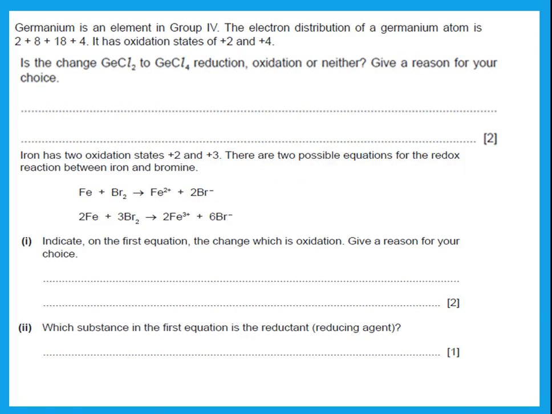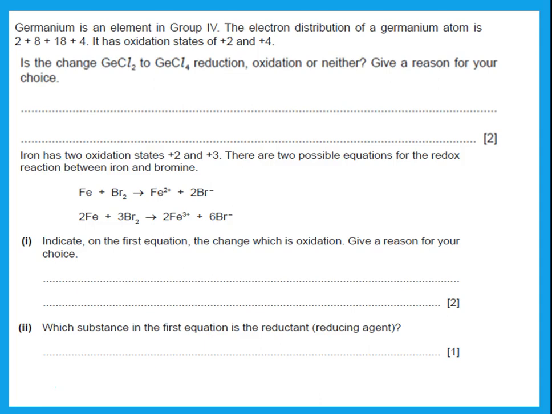Okay. Germanium is an element in group 4. The electron distribution of a germanium atom is this. Remember that we said when he gives you an electron distribution, all you care about is the final number of electrons in the outer shell. So this is just saying it's in group 4. It has 4 electrons in the outer shell.